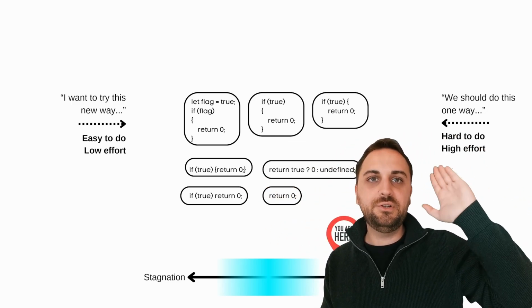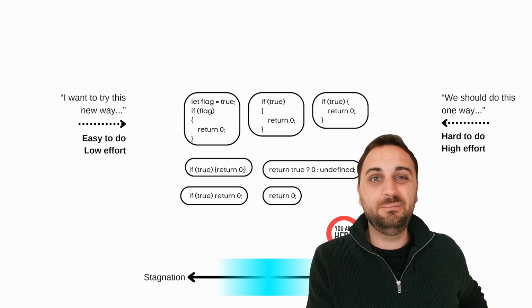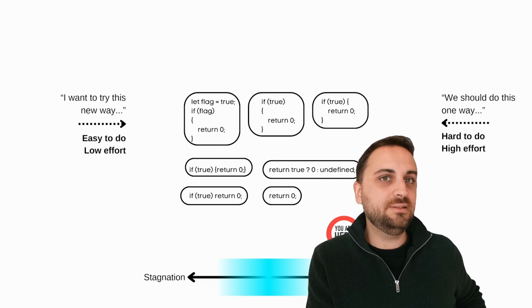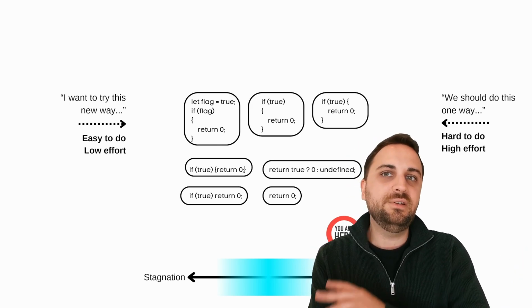And if we come in and say we should do it one way, you're going to get some pushback. You're going to have some supporters, but it's going to be hard. Go into the code base and do it. It's high effort. Versus if you want to say, I want to try it a new way.